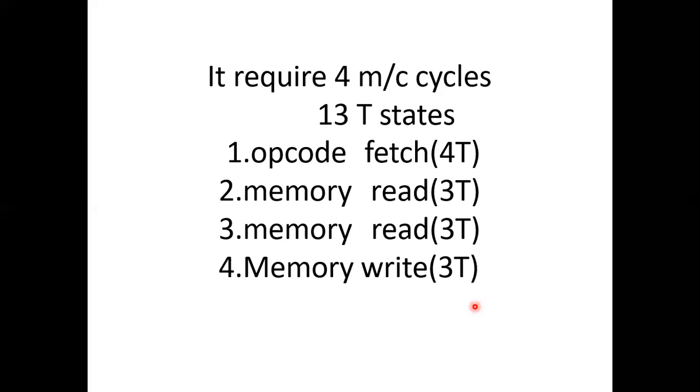If we know these values, and which machine cycles are used, it is a simple operation. Generally there will be one opcode fetch cycle. Then you have to know how many read states and how many write states there are, depending on the instruction size. So: opcode fetch 4 states, memory read 3, again memory read 3, then memory write 3. Okay, let's see the timing diagram.